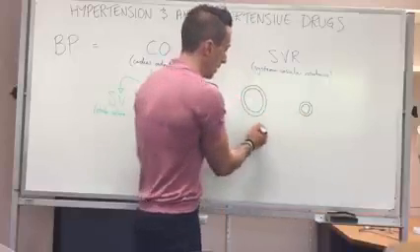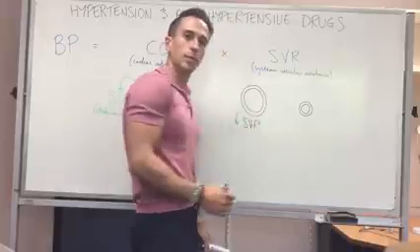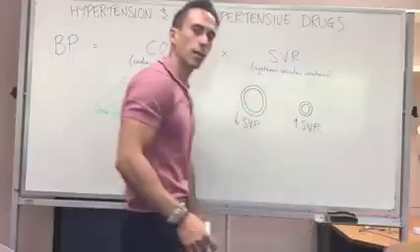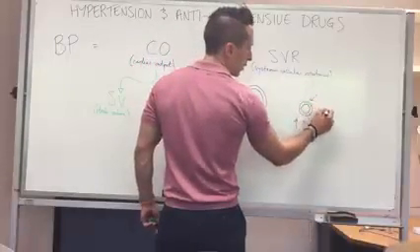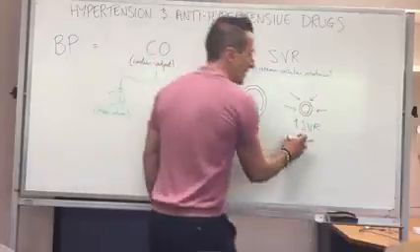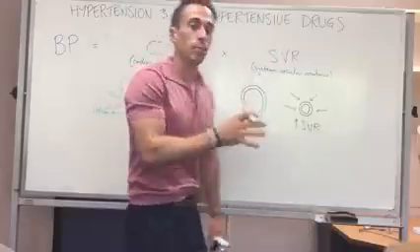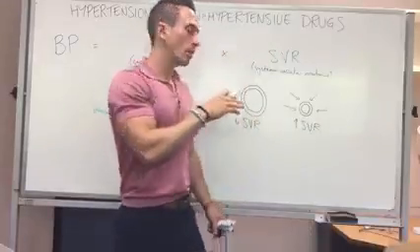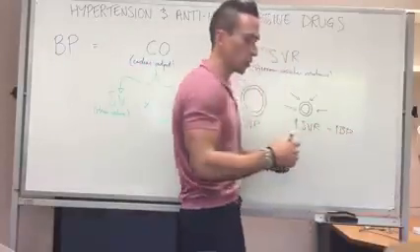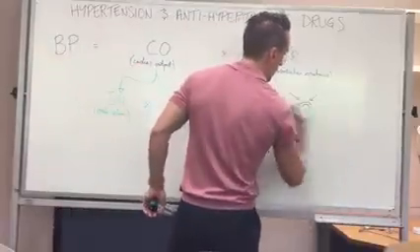Which means that this blood vessel has low systemic vascular resistance and this blood vessel has high systemic vascular resistance, which means that when blood vessels constrict, it results in increased systemic vascular resistance. And what that means is blood needs to pump harder to get through, which means increased systemic vascular resistance results in increased blood pressure.